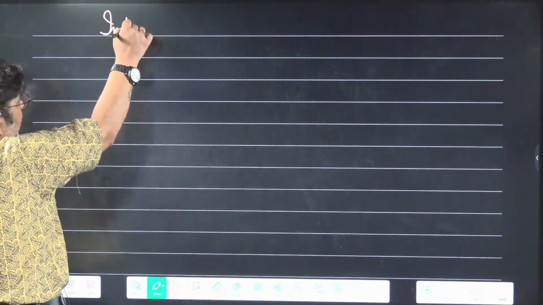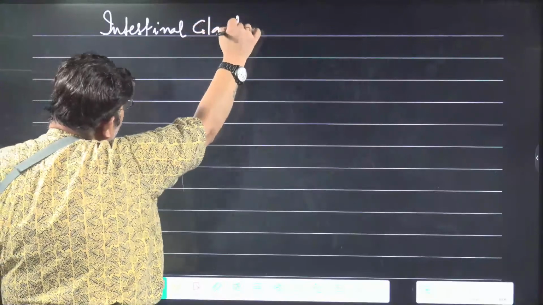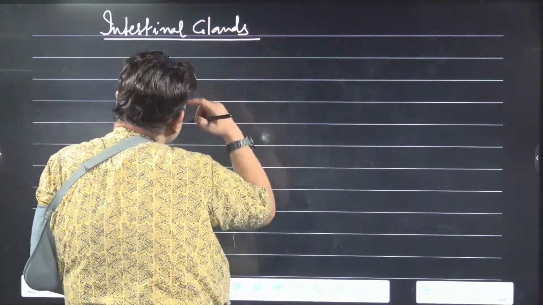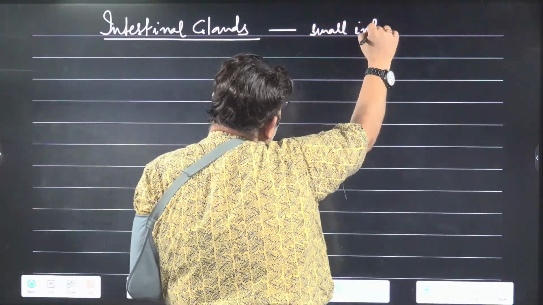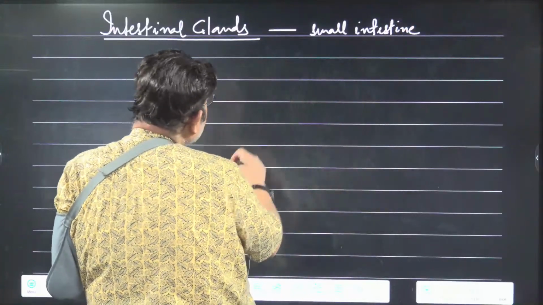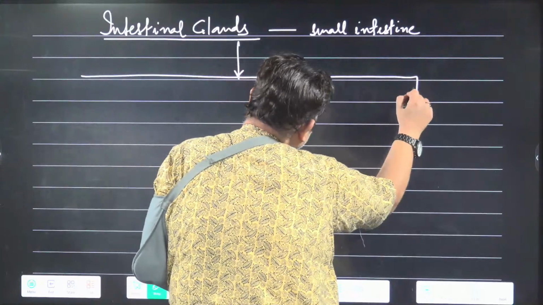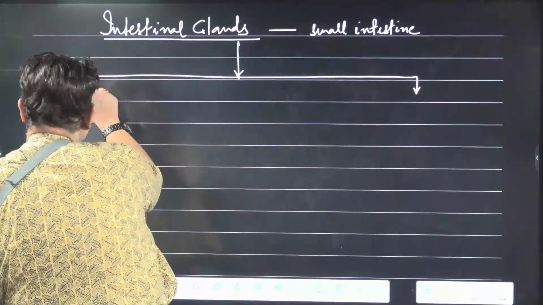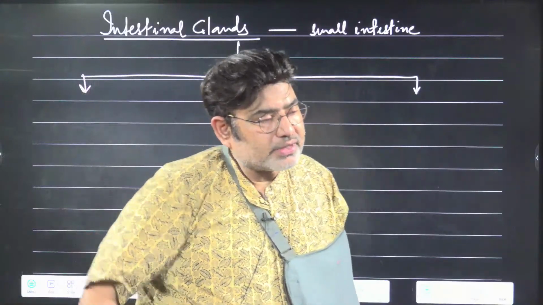Another glands, intestinal glands. These are present in the small intestine. Can you please tell me what are those glands called? Anyone can tell me the name of these glands? Come on. Now the remaining part of the class is just questions to you. Bachcho, tell me.